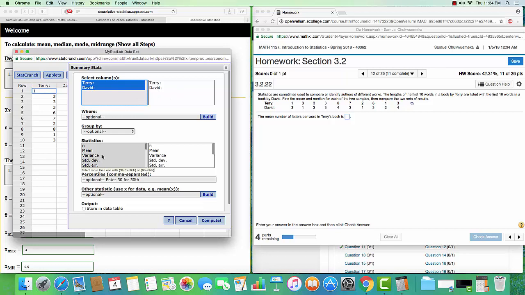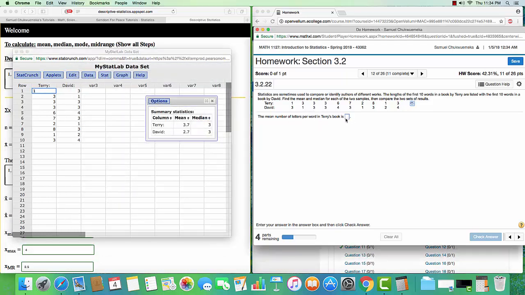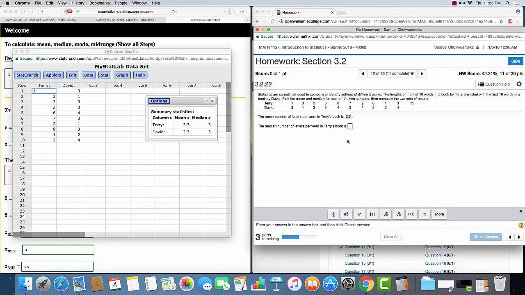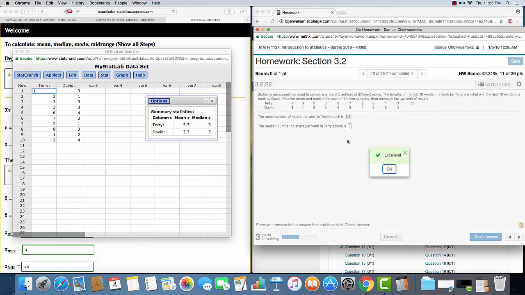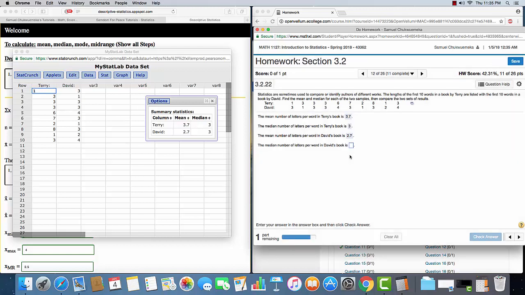Okay, let's select these two guys. And then we select the mean and median. The mean and then the median. Okay, compute. So for Terry's book, the mean is 3.7. The median for Terry's book is 3. The mean for David's book is 2.7. The median for David's book is 3.